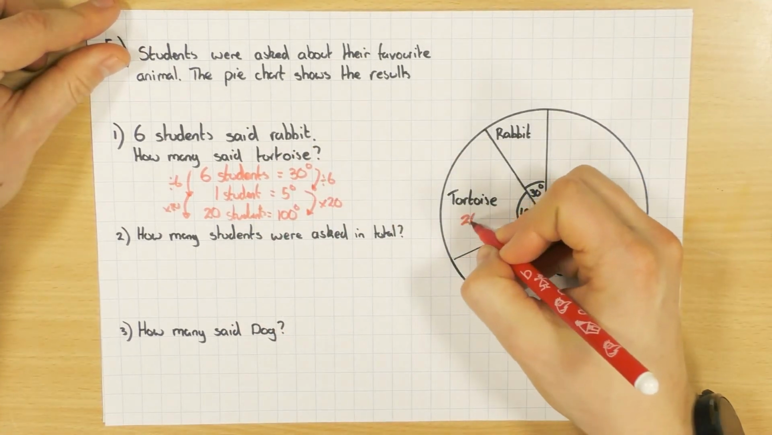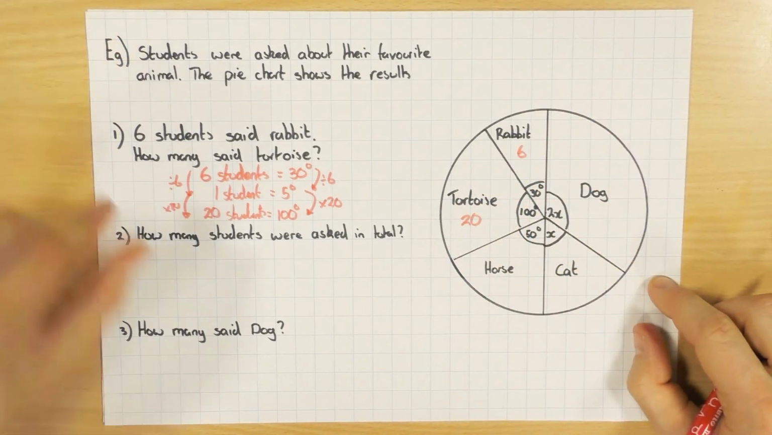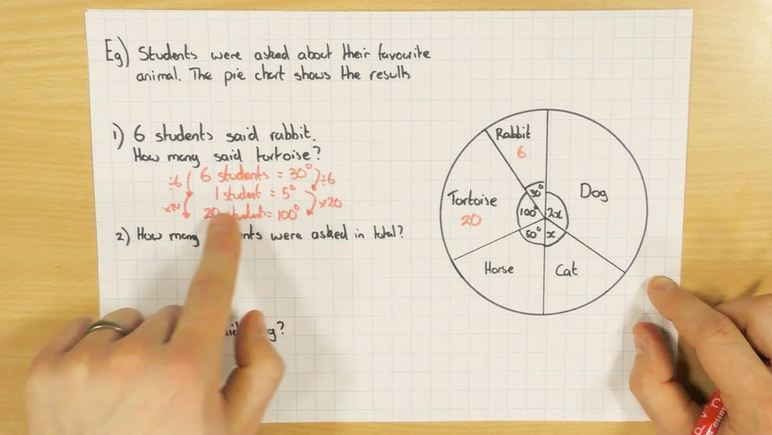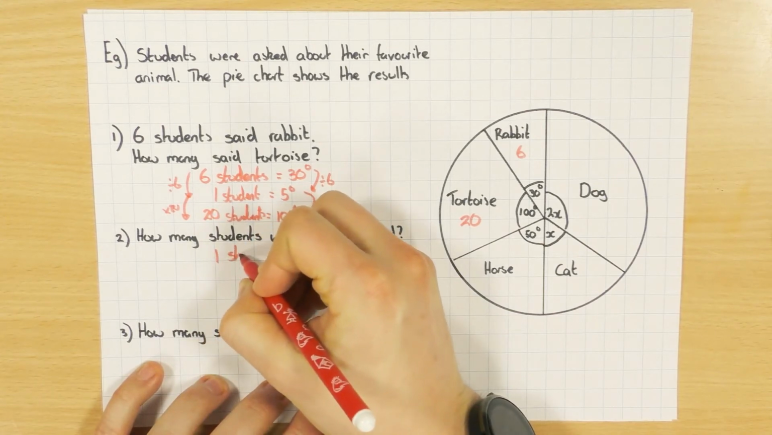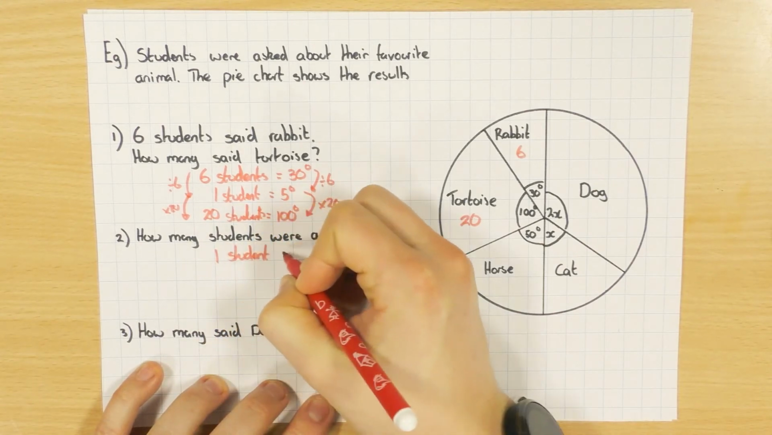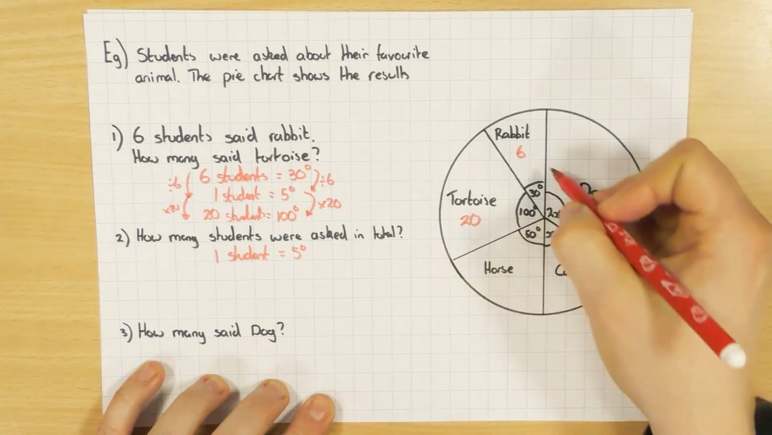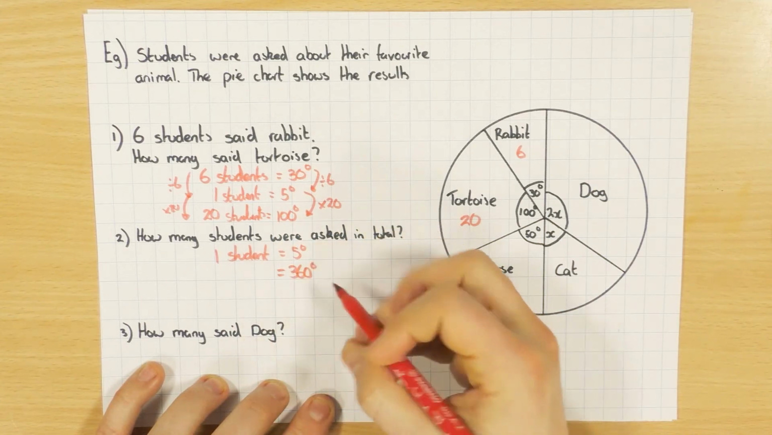So we'll put that in there as well. There we go. And we might as well put that in there. Why not? Okay, how many students were asked in total? Well, we've already worked out from what we had before that one student is worth 5 degrees. So one student is equal to 5 degrees, and in total there are 360 degrees in the pie chart.